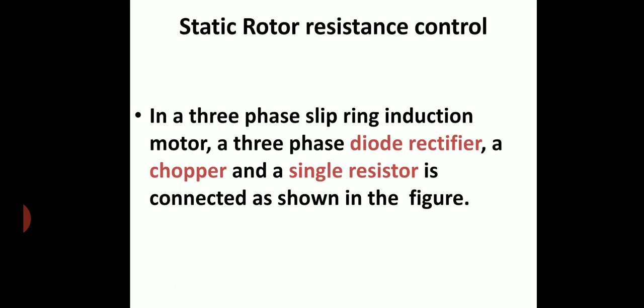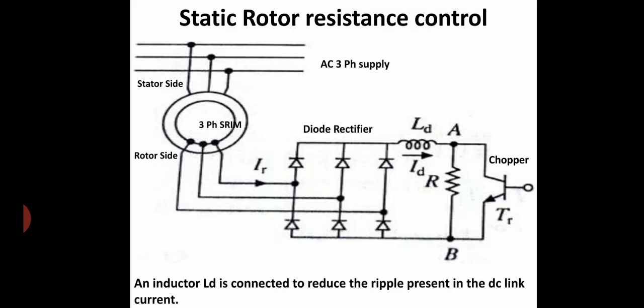So we come to static rotor resistance control. The previous study explained the conventional method of rotor resistance control. But here we are going to study the static rotor resistance control. In a three-phase slip ring induction motor, a three-phase diode rectifier, a chopper and a single resistor are connected as shown in the figure. This is the static rotor resistance control schematic diagram.